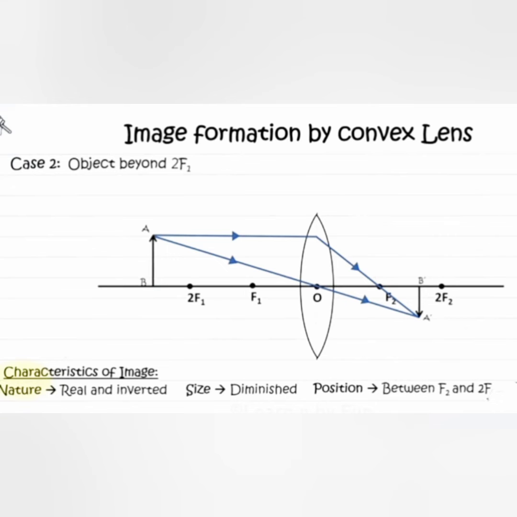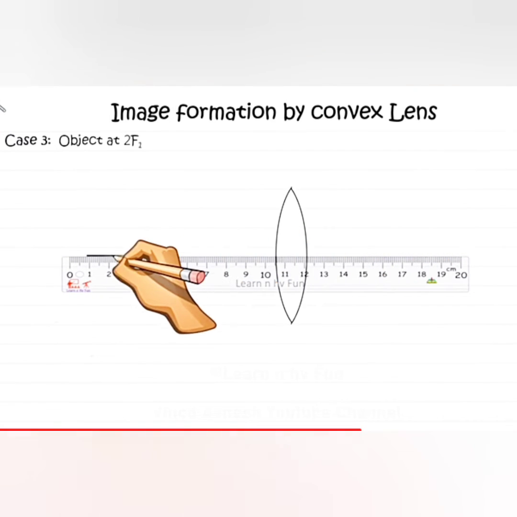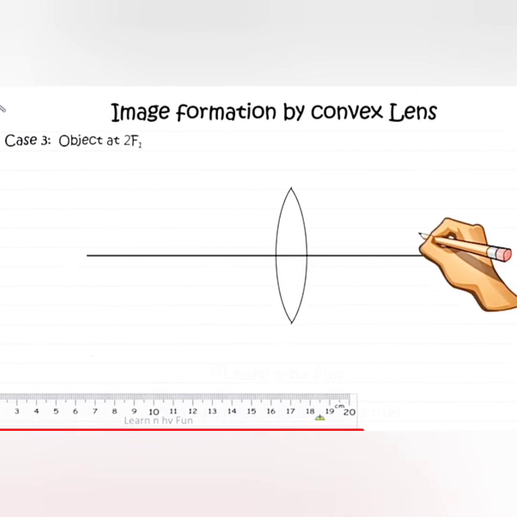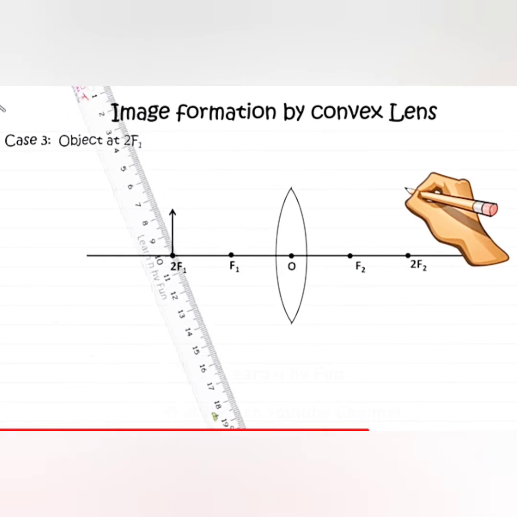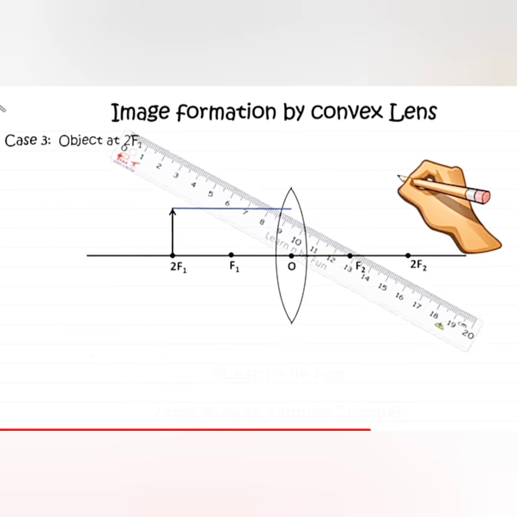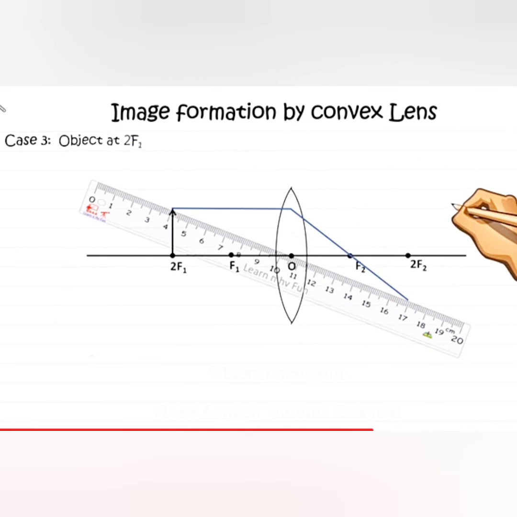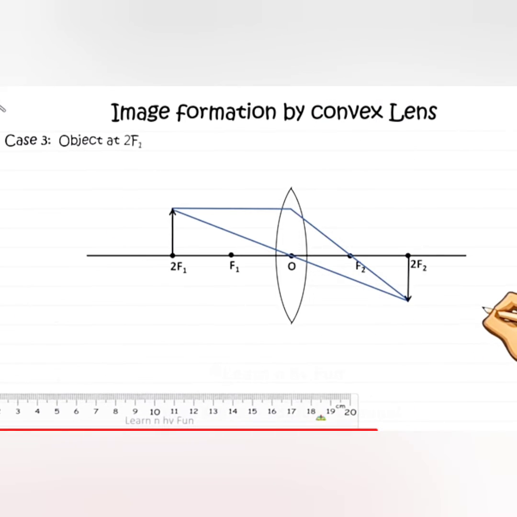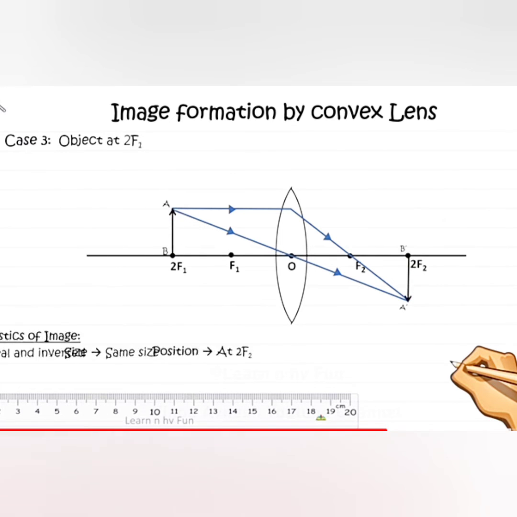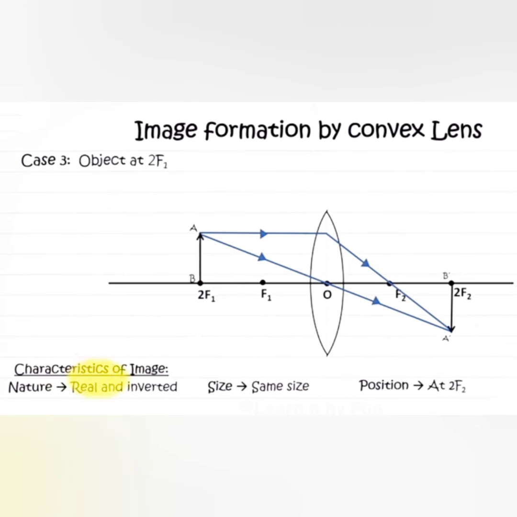Now case number 3, object at 2f1, that means the center of curvature. According to the first law, a ray parallel to the principal axis, after refraction from the convex lens, will pass through the principal focus, and another one through the optical center, meet together at 2f2. So what is the characteristics of this image? Real and inverted, same size, and position at 2f2.